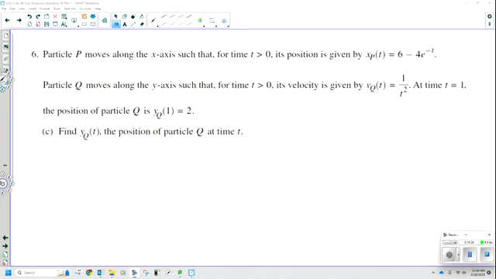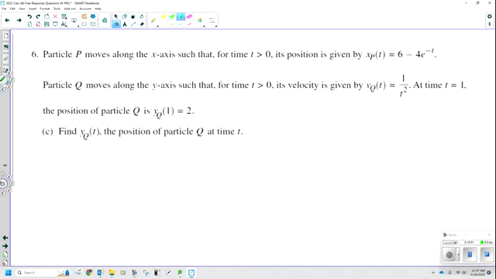All right, 6c. Find yq of t, the position of particle q at time t. Here we go. Now we're going to start. Now we're not just doing a derivative and an explanation here. Now we're finally doing some calculus here. I mean, A and B were calculus, but you know what I mean. We're going to start doing a little bit more rigorous math.